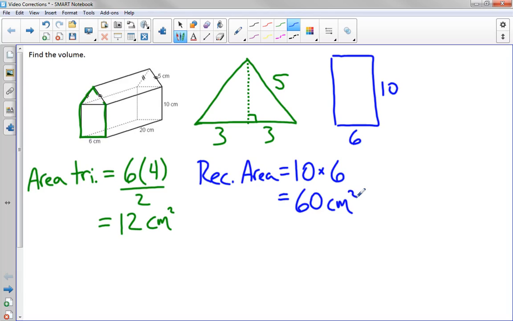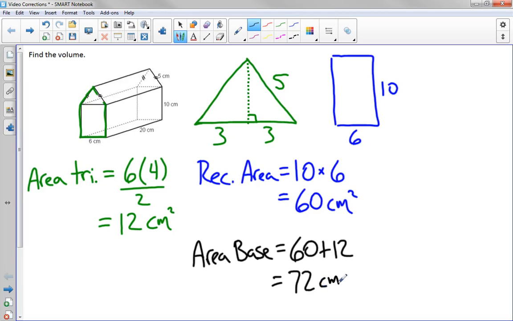All right, so we're almost done with finding the volume of this figure. I just have to use the formula for the volume of a prism, which is the area of the base times the height. Well, I basically have the area of the base at this point. The area of the base is 60 plus 12. It's the two pieces that I found. So that's 72 square centimeters. All I have to do is multiply that by the height.